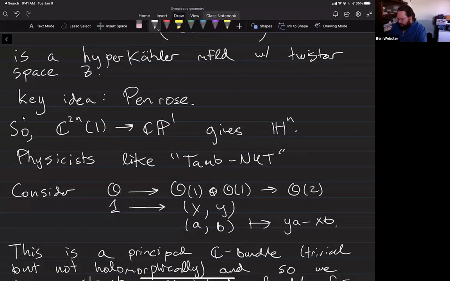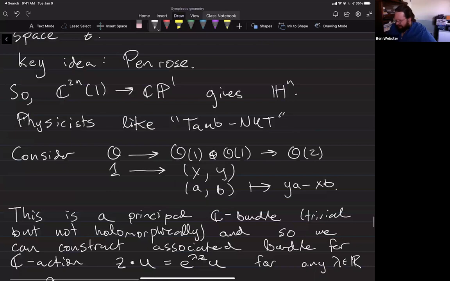That's an inclusion, and the co-kernel is O(2) via the map that sends (a, b) to (y a - x b). You can check that (x, y) gets sent to zero by that. So I have this nice exact sequence of vector bundles. And I can think of this in a slightly funny way.